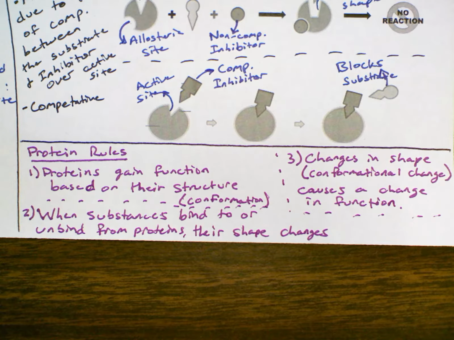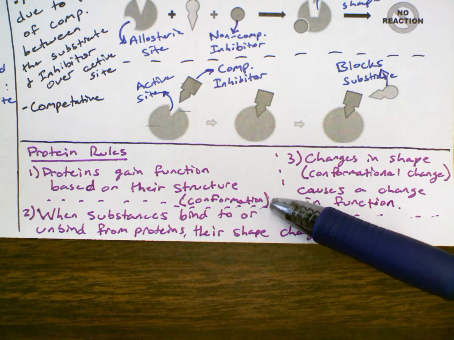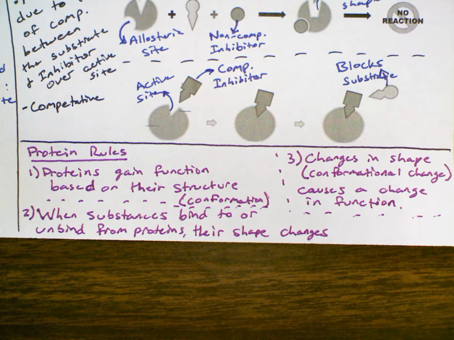So, the protein rules. Number 1, proteins get their function from their structure. And from now on, anytime I'm talking about protein structure, I'm going to call it a protein's conformation. Conformation equals structure. Rule number 2. When a substance binds to or unbinds from a protein, its conformation changes, its shape, its structure changes. So binding to or unbinding from a protein changes the shape of the protein.